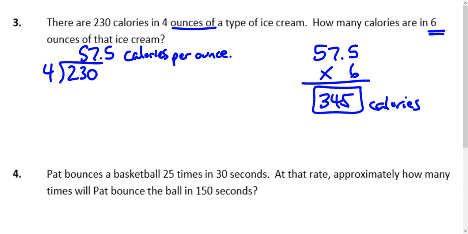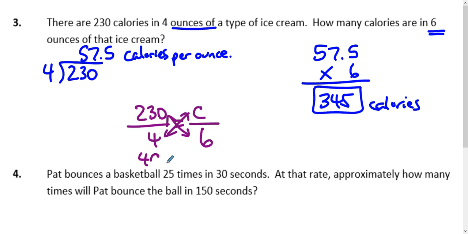Some of you are familiar with a proportion, which is a big part of proportional thinking. There are 230 calories in 4 ounces. How many calories are there in 6 ounces? This is the exact same way to do this. You would have learned when you were young that we cross multiply, and so you would have figured out that 4 times the number of calories is 230 times 6, whatever that is, and then you would have divided.